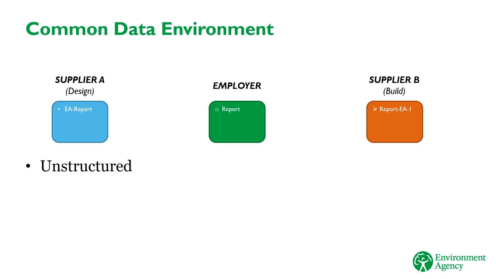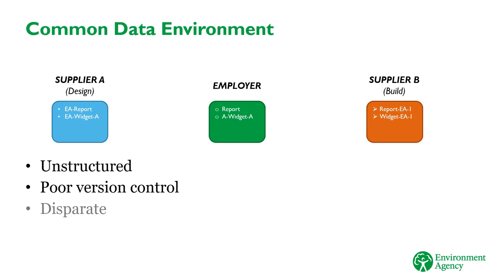Now imagine supplier A, the designer, issues a drawing to the EA. The EA likes this and issues it to supplier B, the builder. But this was only an early draft, and in the meantime the designer has issued a second revision to correct some errors. Without good version control, how do you know whether the file you're looking at is the most recent version? And similarly, because everyone is working disparately, this process is reliant on informal processes. Supplier B may never get the drawing. For example, if the EA project manager is on leave, and supplier A has no way of knowing.